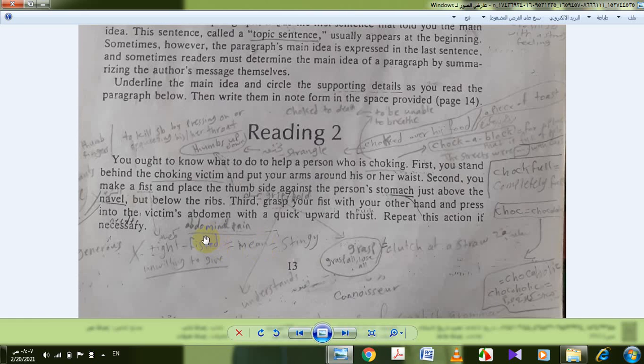We have here abdominal pain. Abdominal مغص, or abdominal pain, ألم في البطن. Okay.